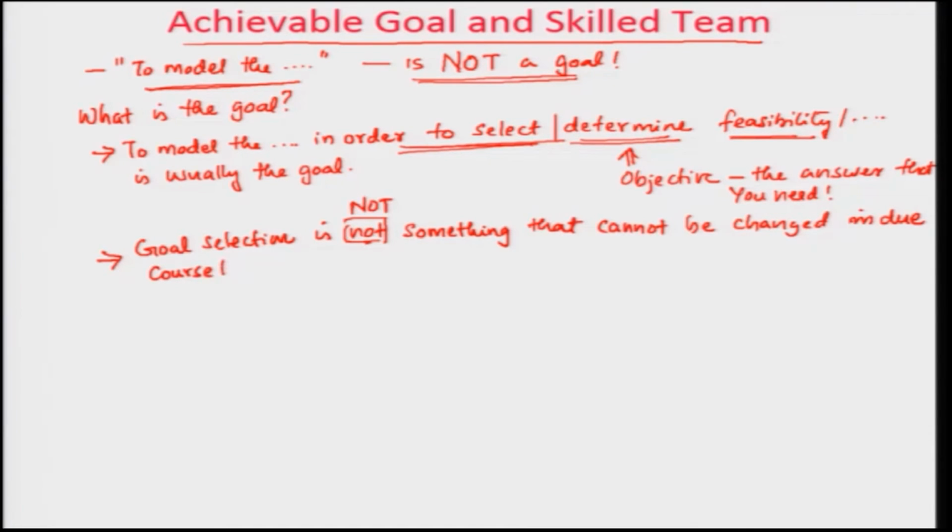So, what we are saying here is that it is not something that cannot be changed. You can change it as time progresses, you can do that. Because the question is why? Because goals change with increasing insights.